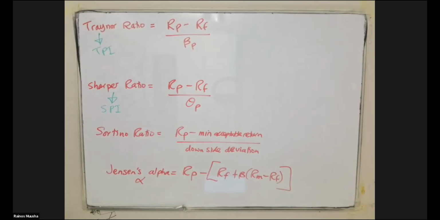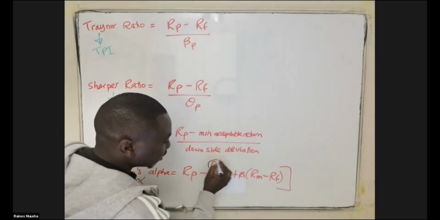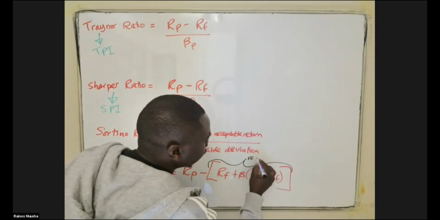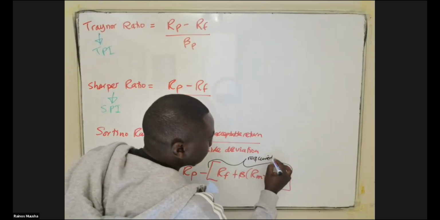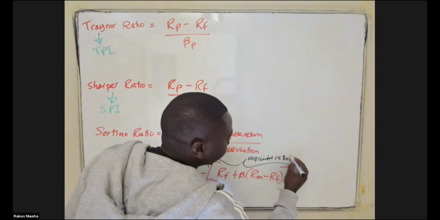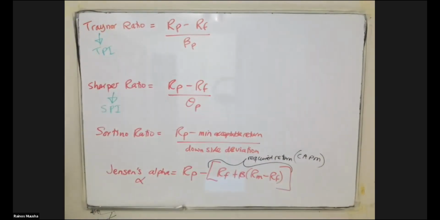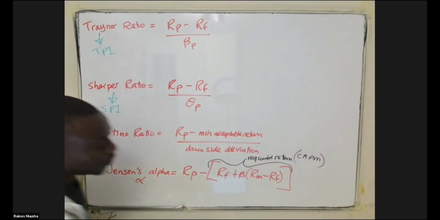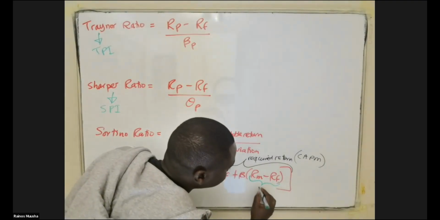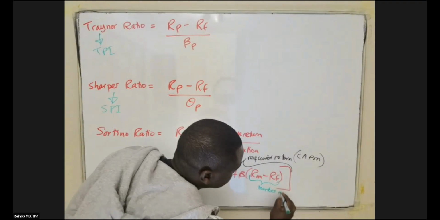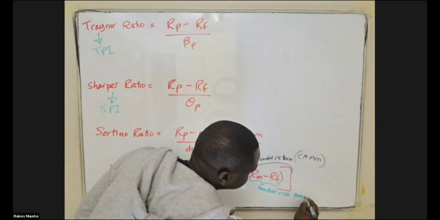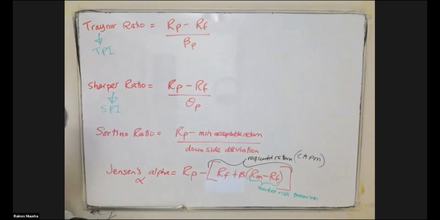So if you look at the Jensen's alpha, do you see that this part of the equation is basically your required return based on the capital asset pricing model? And remember, when you look at this as well, your market return minus risk-free return gives you the market risk premium. So please take note of this.